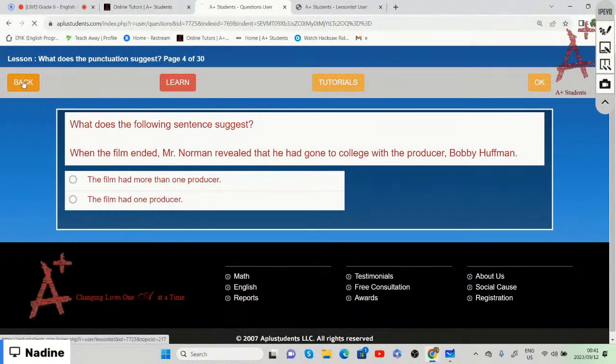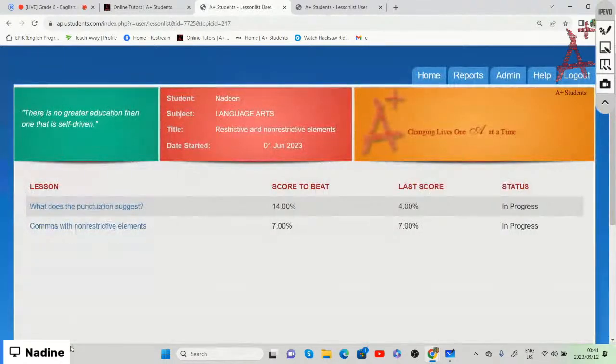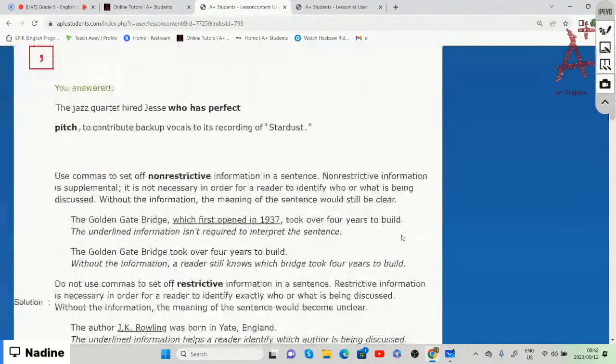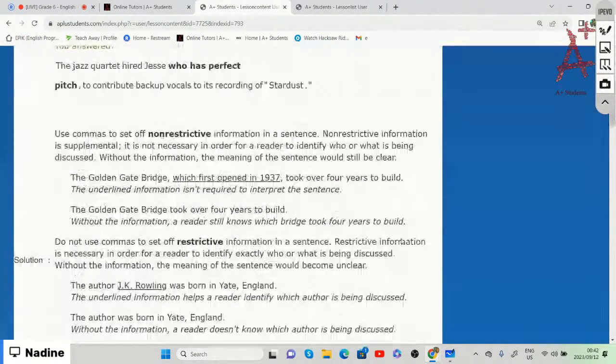All right. So now, before we end off, we're going to summarize non-restrictive elements, right? Remember, we said that non-restrictive elements always need to have a comma, whereas restrictive elements are not set off by any commas, right? With non-restrictive elements, we use commas to set off non-restrictive information within a sentence. And non-restrictive information is supplemental, right? It is not necessary in order for a reader to identify who or what is being discussed.